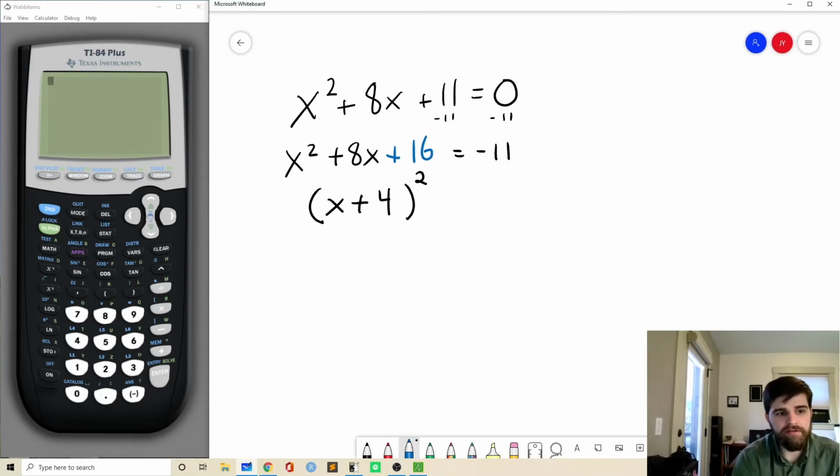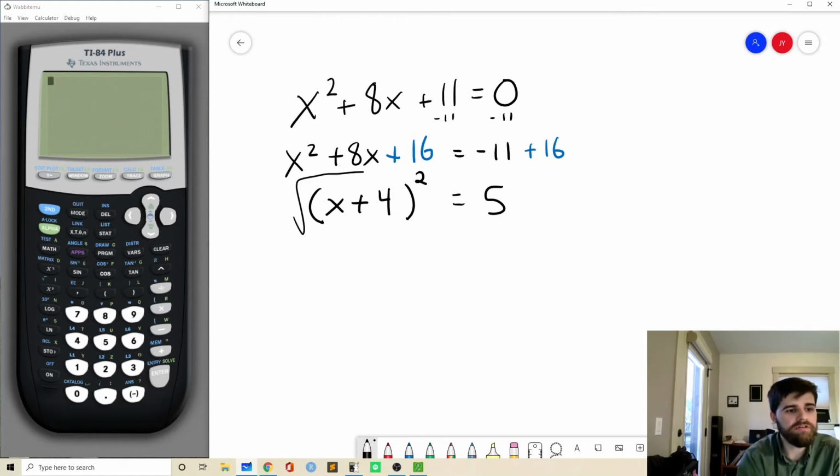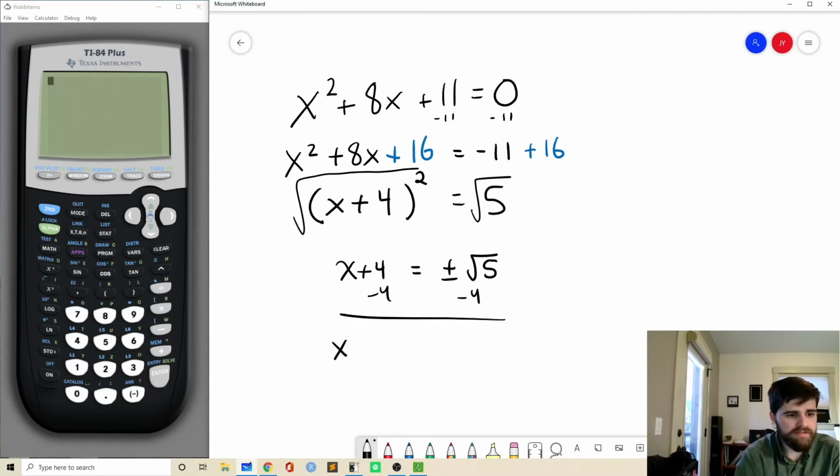We can't just go around adding 16 though without also doing it on the other side to keep things equal. 16 and negative 11 make 5. All right, from here we can solve. So we take the square root of both sides. We get x plus 4 equals plus or minus the square root of 5. So then we can subtract 4 from both sides, and we get negative 4 plus or minus the square root of 5. So there's our two answers.